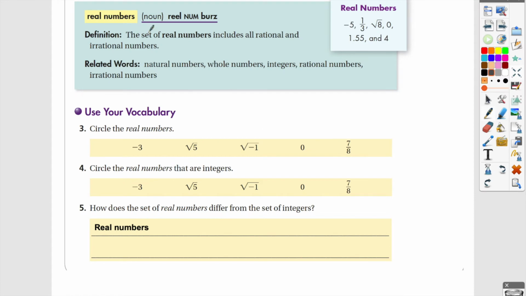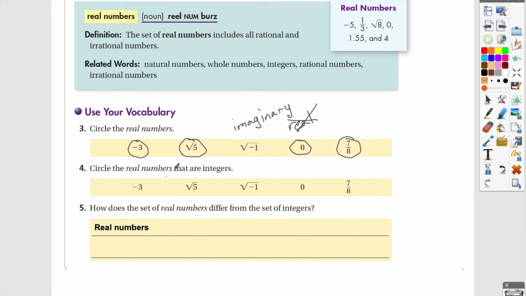Next. The set of real numbers include all rational and irrational numbers. We have natural numbers, whole numbers, integers, rational numbers, and irrational numbers, like I stated before. Can you circle real numbers? Well, real numbers are anything that is not imaginary. So I'm going to circle all of these. The square root of -1 is imaginary, and therefore, it is not real.